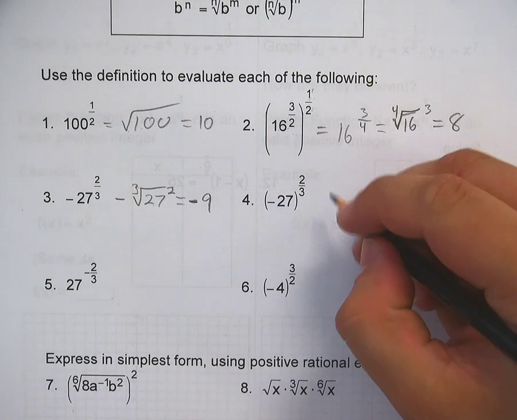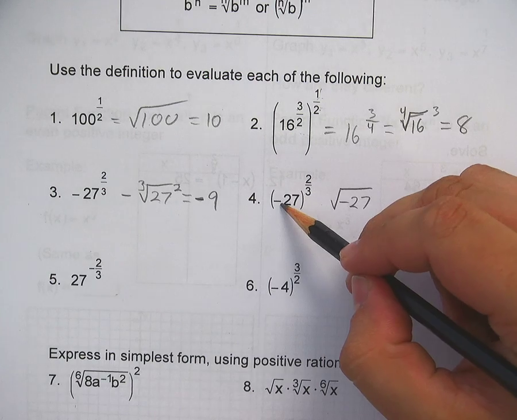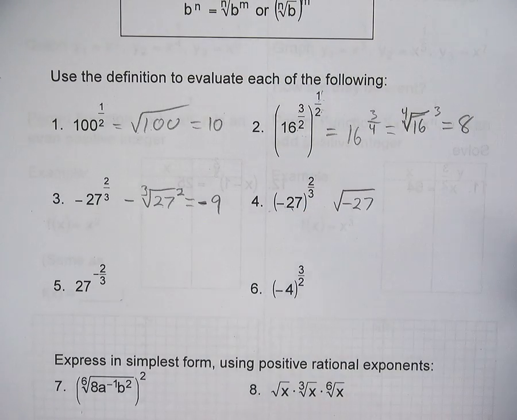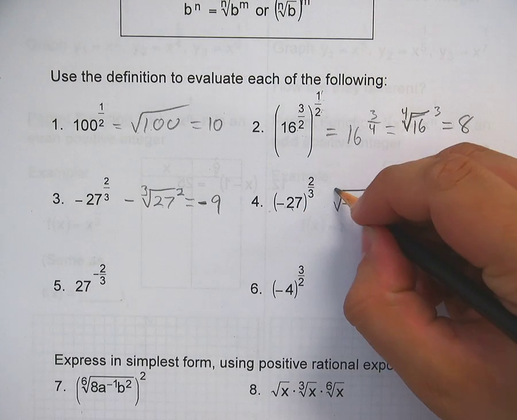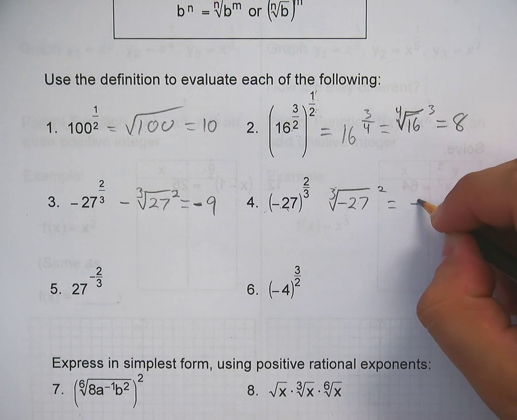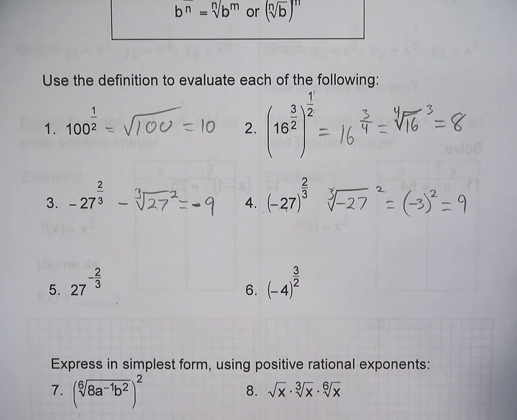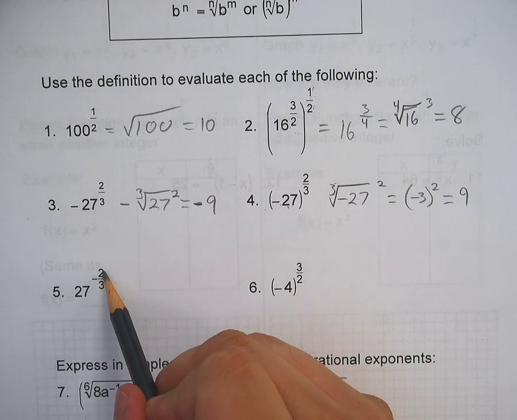This one, we have negative 27. Notice the placement of the negative is different here. It's inside of the 27 now. It's the cube root squared, and the cube root of negative 27 is negative 3. Squared is positive 9. Same thing, just different placement of the negative here.